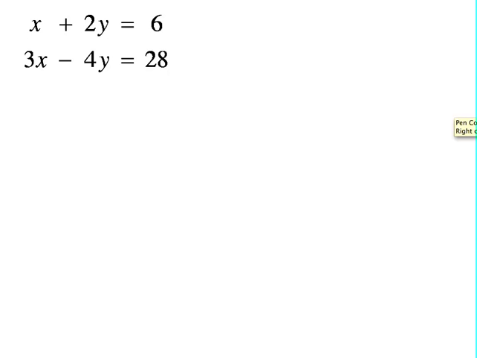x plus 2y equals 6. And 3x minus 4y equals 28. Now what's wrong with this system of equations? They don't have one of the variables solved for. So what we're going to need to do is do that. And so this is the thing you're looking for. You are looking for a variable that's just an x or a y. So do you have a variable that's just an x or a y?